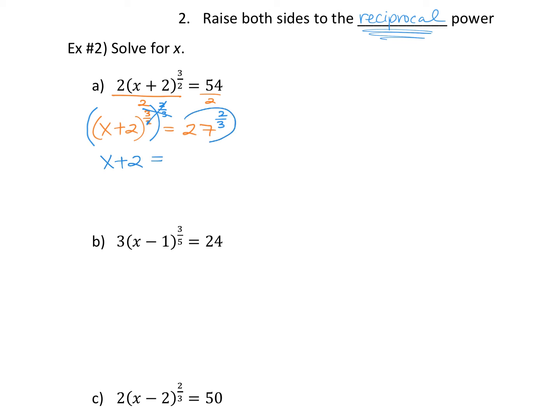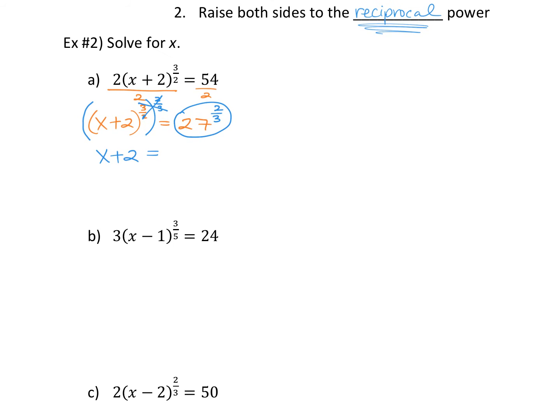Over here, 27 to the 2/3 power, that's the cube root of 27, and then we're going to square that. So x plus 2 equals the cube root of 27, that's a 3, right? And then square it is 9, okay? Now, here's the thing. You guys have shown me that you know how to do this on previous things, right?